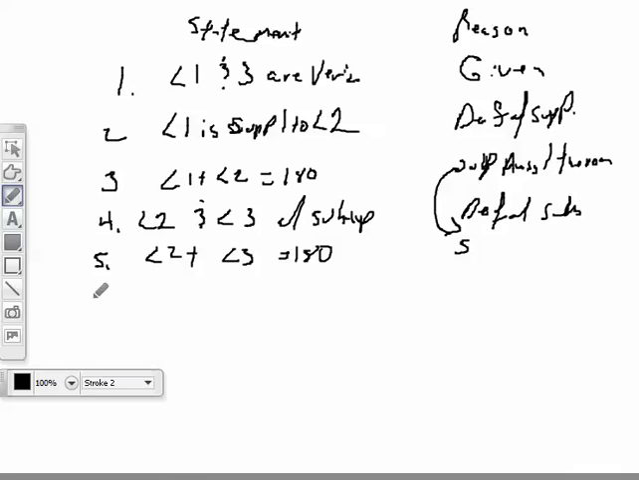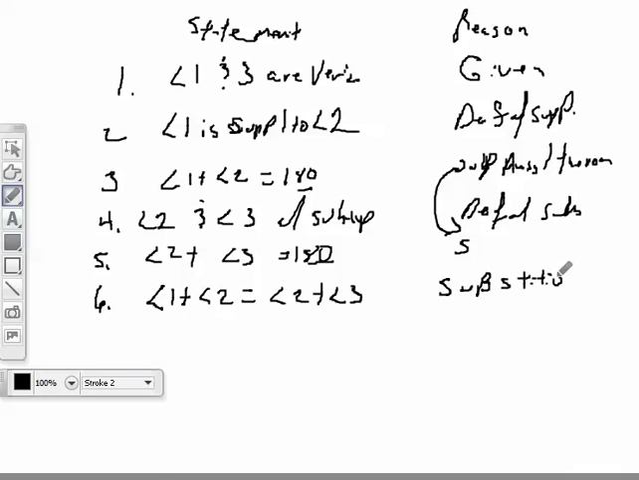So here we go. Here's the trick. And number 6, I'm going to say that angle 1 plus angle 2 equals angle 2 plus angle 3. Well, how'd you do that? See how they're both equal to 180? It was a substitution. I substituted one value for the other value.